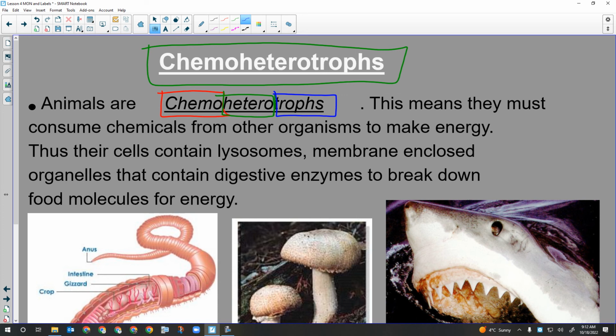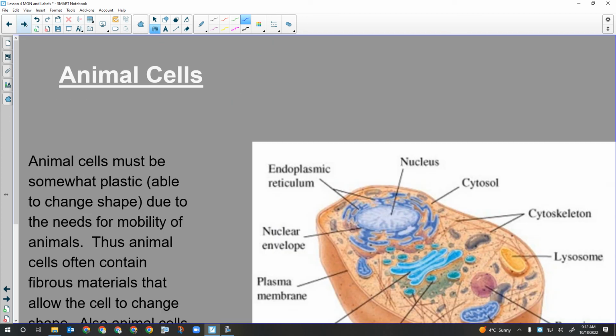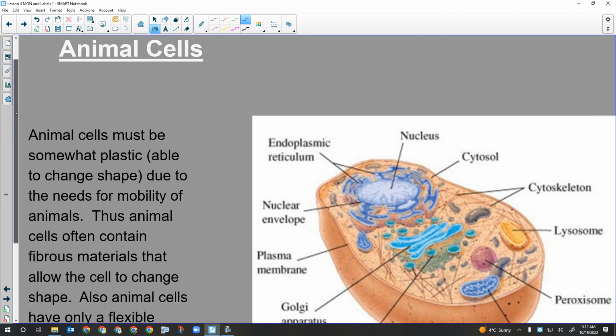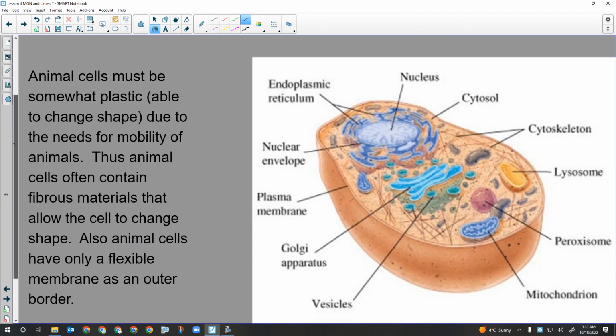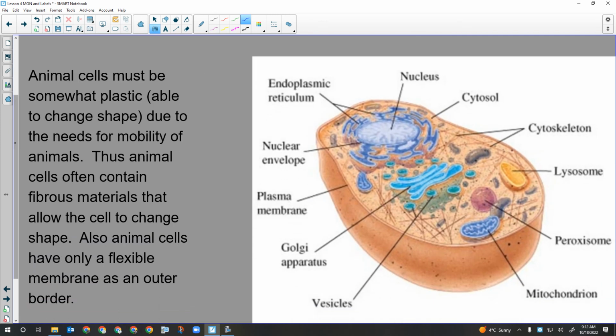Okay, so chemoheterotrophs are anything that has to consume organic material from other organisms as food. So animal cells obviously are designed around being able to break down the organic material from the food we eat. One of the big things for animal cells to help with being a chemoheterotroph is that they do not have a cell wall. Why is that an advantage if you are an animal?